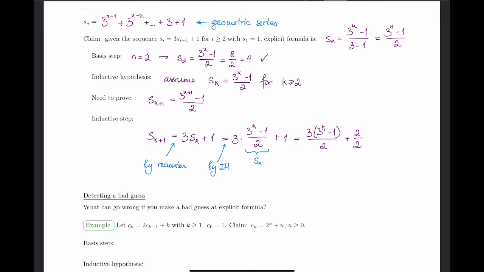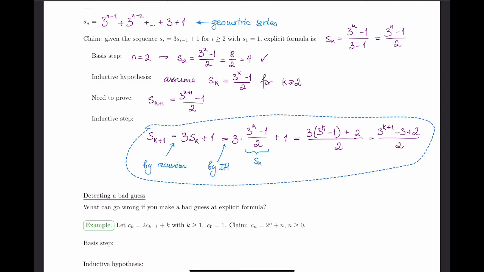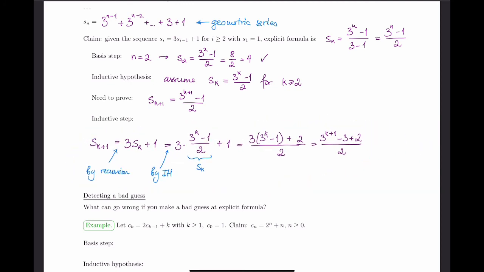So I'm going to save myself a little bit of space here and combine them together right now. So this is actually what I have, right? Now, let's open up the brackets here. So 3 times 3 to the k is 3 to the k plus 1, because again, the powers actually add together. And then I have minus 3, let's write that down, minus 3 plus 2, all over 2. And what can I do now? Well, now I can, of course, combine the similar terms here. Minus 3 plus 2 is negative 1, and I have my over 2.